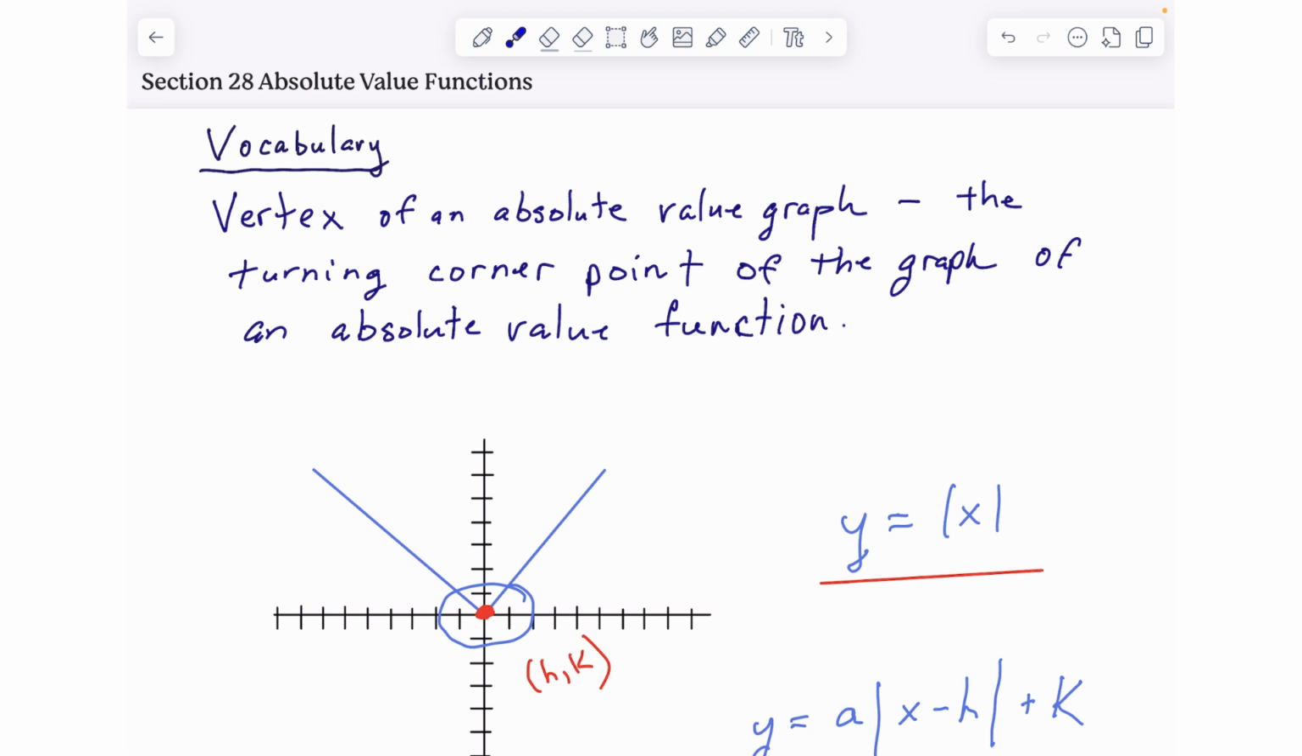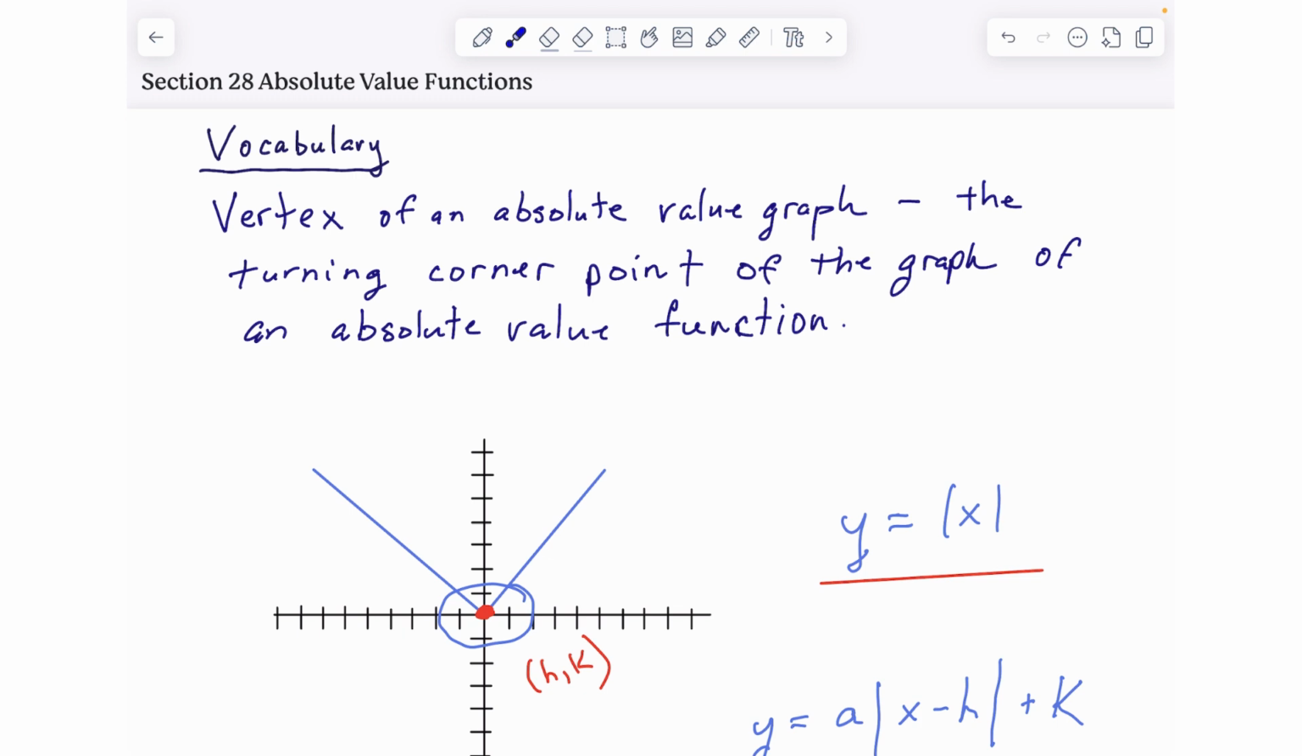Today we're going to talk about section 28, absolute values. We'll start off with a small vocabulary thing here. The vertex of an absolute value graph. What a vocabulary term. That is the turning point of the graph of an absolute value function.